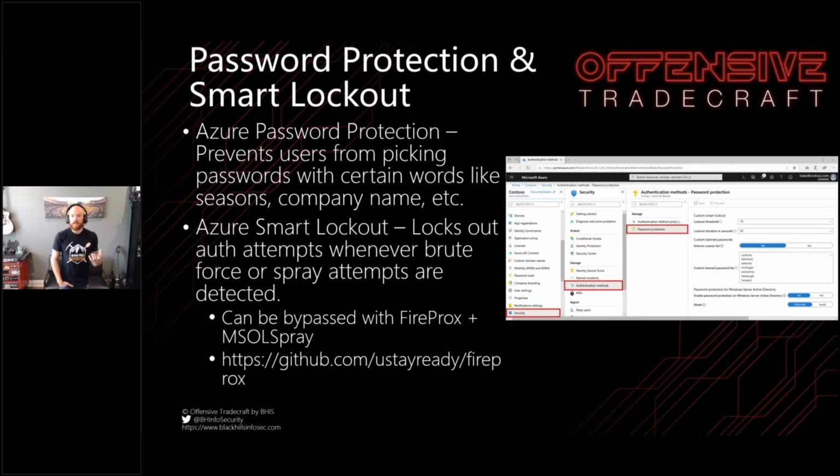The thing that I found is that it can be bypassed with Fireprox. Fireprox is a tool written by Mike Felch that is really amazing. It utilizes API Gateway on AWS to spin up various Lambda functions so that you're sending a web request from a new IP address for every single request. That way it's basically rotating your IP addresses. So when combined with MSOL spray, you have a spraying tool that hits the Azure endpoints with a new IP address every single time.